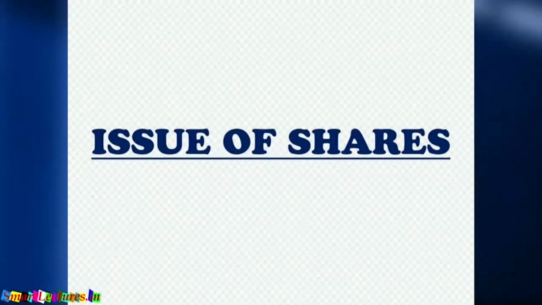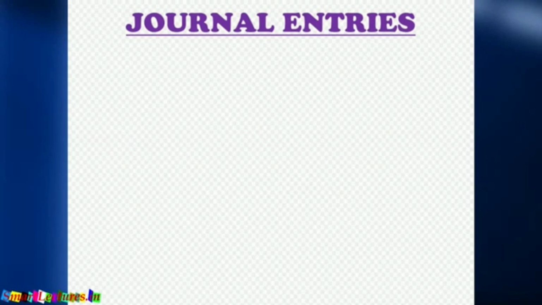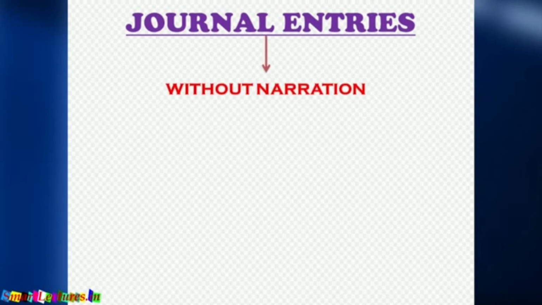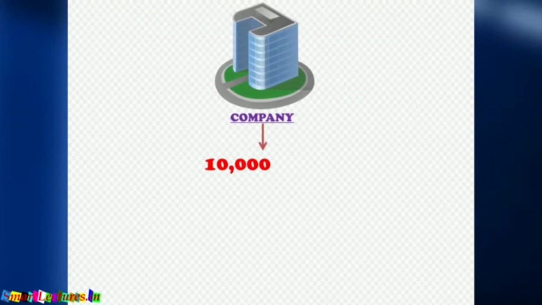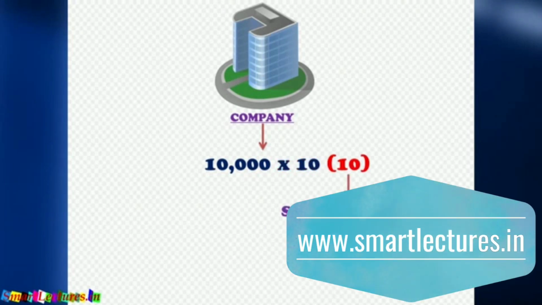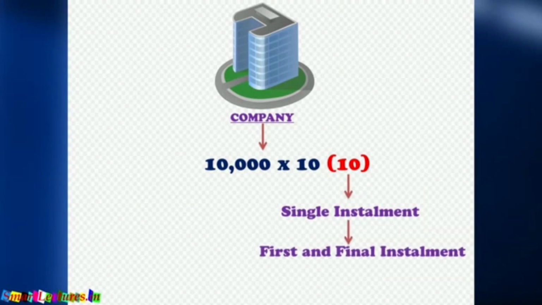Now we will start journal entries. Be careful, I'm starting these practicals, journal entries, without narration. Narration will be explained at the end of our episodes. Suppose company issues 10,000 shares of rupees 10 each, and the whole money was called in single installment. Means the first and final installment will be for rupees 10.